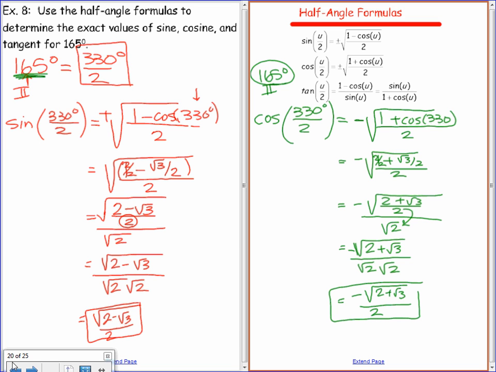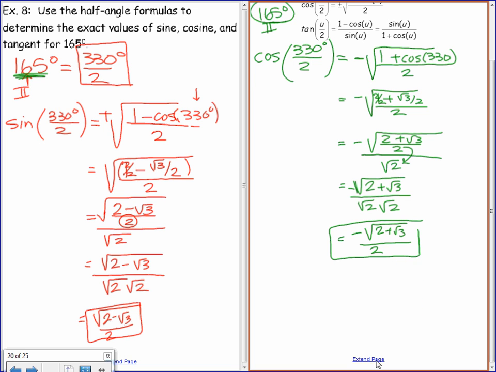All right, well, what about tangent? I'm out of space, and this is going to get really ugly really fast, as I'm not on my normal computer. Okay, so how do I find tangent? Let's just cheat. I guess I should use the formula since I've given it to you. Okay, tangent of 330 over 2.